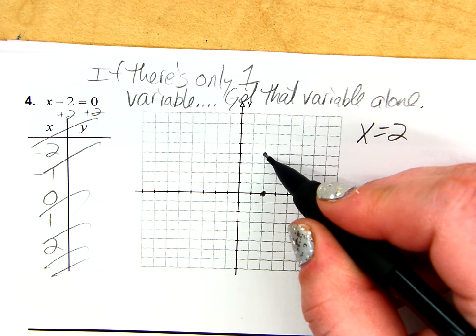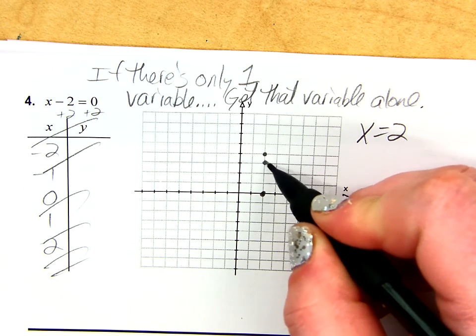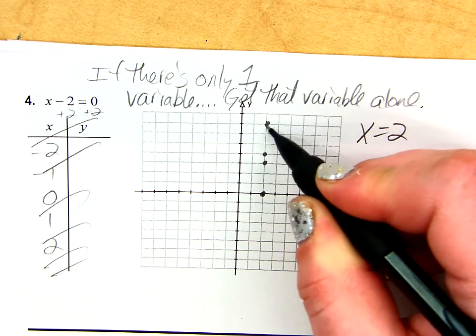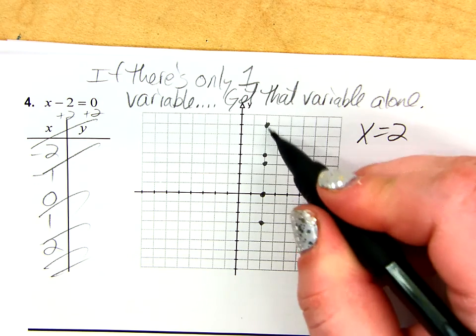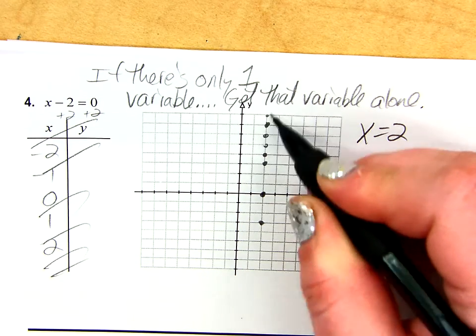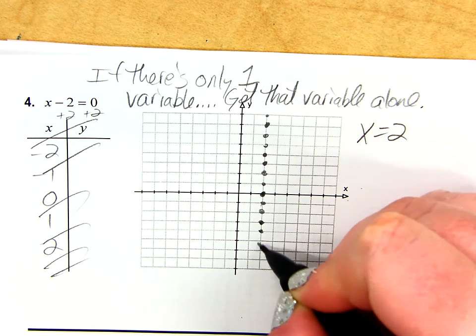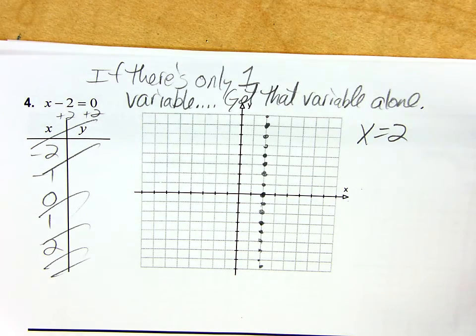Right? Remember, I don't have a y, so I don't even care about the y's. Doesn't this point right here also have an x value of 2? Doesn't this one have an x value of 2? What about this one down here? Isn't every single point on this line, isn't the x value 2 everywhere? It says nothing about y's. I don't care about the y's.